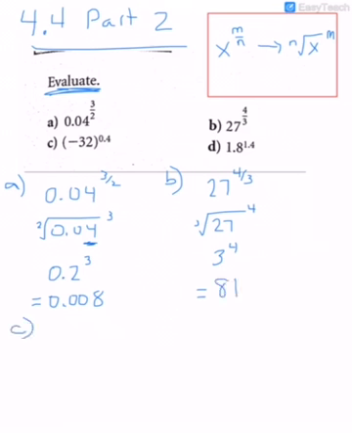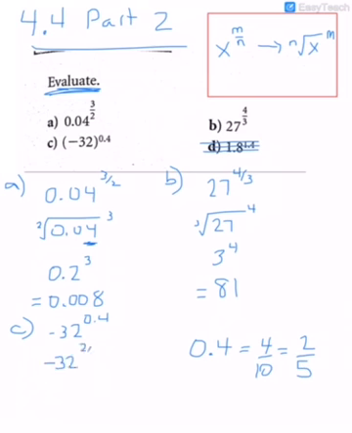Let's look at c. c is negative 32 to the power of 0.4. Now this is a little tricky because 0.4, we need to write that as a fraction. So 0.4 really means 4/10, and if you can reduce that, it would be 2/5. So really we have negative 32 to the power of 2/5.